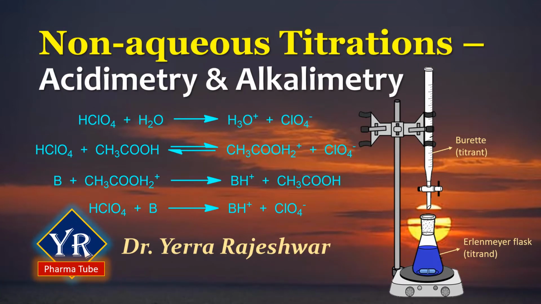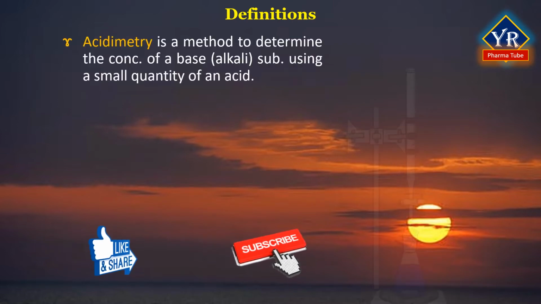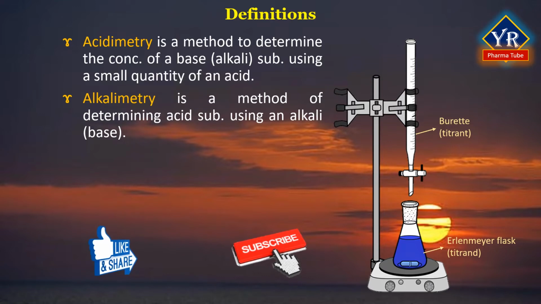In this lesson, we shall learn the acidimetry and alkalimetry in non-aqueous titrations. Let's see the definitions of acidimetry and alkalimetry. Acidimetry is the specialized analytic use of acid-base titration to determine the concentration of a base or alkali substance using a titration involving a small quantity of an acid. Alkalimetry is the same concept of specialized analytic acid-base titration but for an acidic substance using a standard base.